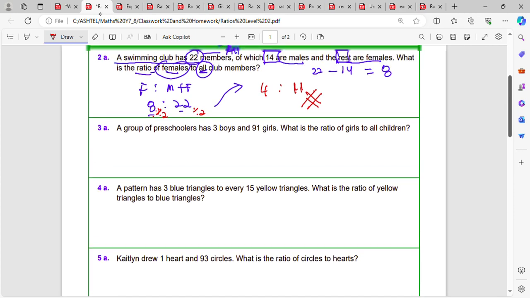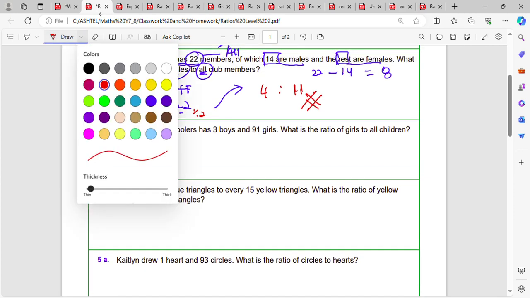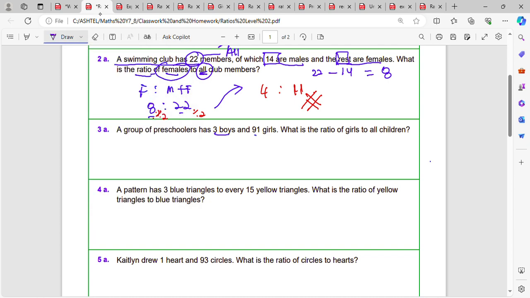Let's go to the third one. We have a group of preschoolers that has 3 boys and 91 girls. What is the ratio of girls to all children? Okay, you see the ratio of girls to all children. So that means girls to all. You have 3 boys and 91 girls, so all children means the combination of 91 plus 3. So you will get 94. So girls is 91, all is 94. So that is your answer.